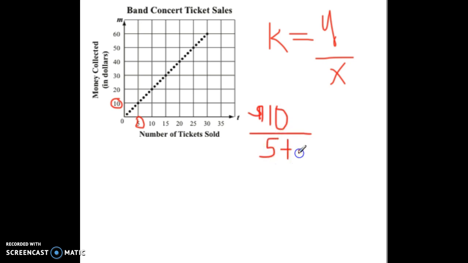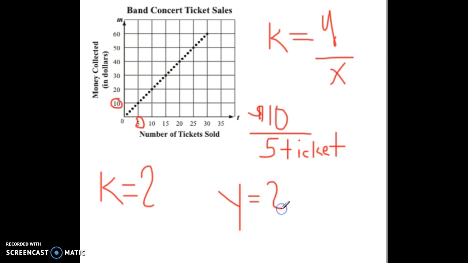So how much is it per ticket? Well, you just do some simple division there and you'll find out that it's $2 per ticket. So our constant of proportionality is 2. Now how do we write that in a formula? Well, remember, if something's directly proportional, we can just simply write y equals 2 times x. Y equals our constant times x. If we try it out, it should work.